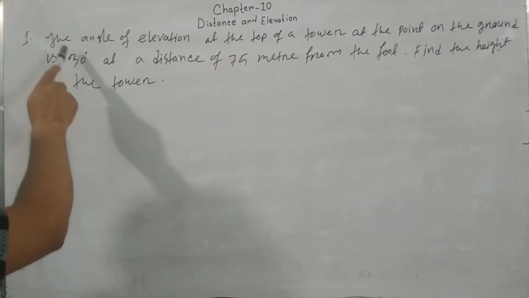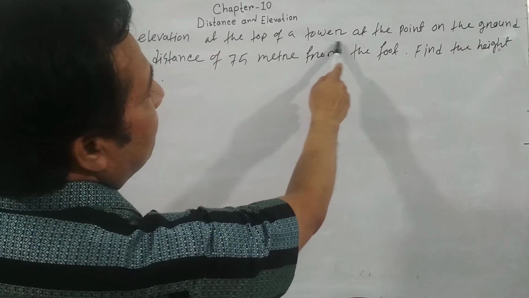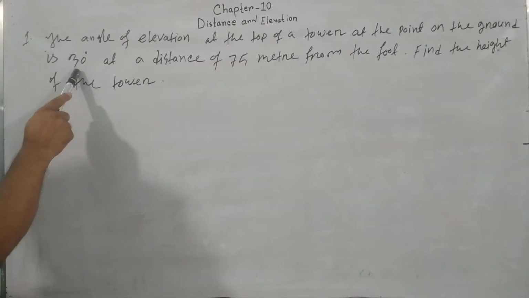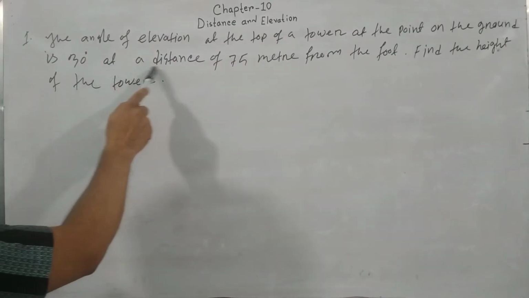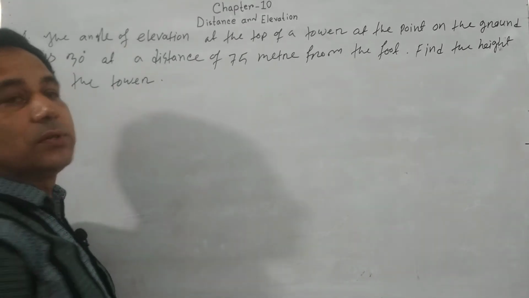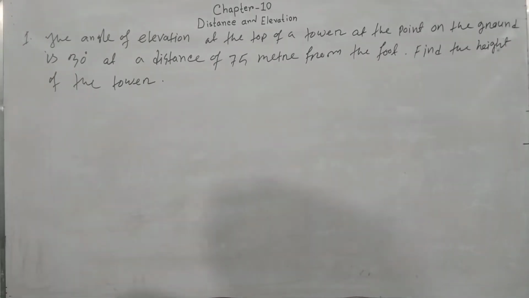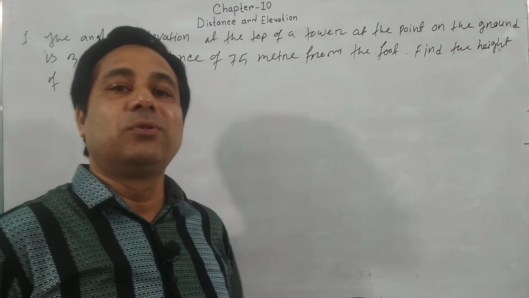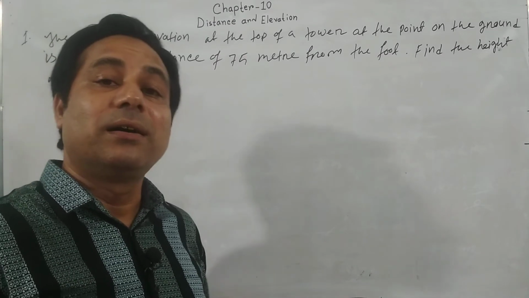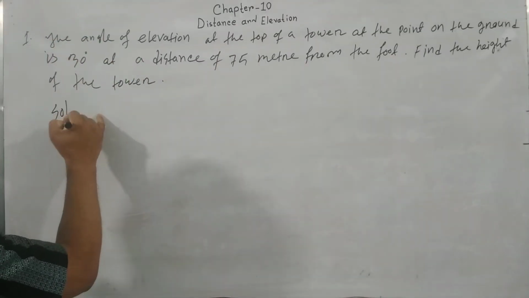Problem 1. The angle of elevation of the top of a tower at a point on the ground is 30 degrees at a distance of 75 meters from the foot. Find the height of the tower. Here we have to find out the height of the tower. Solution.